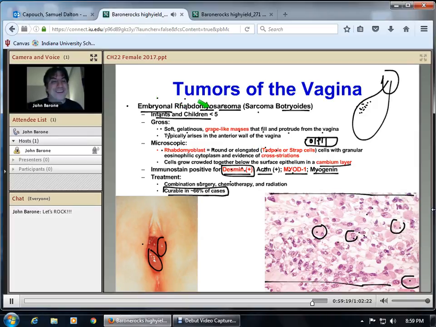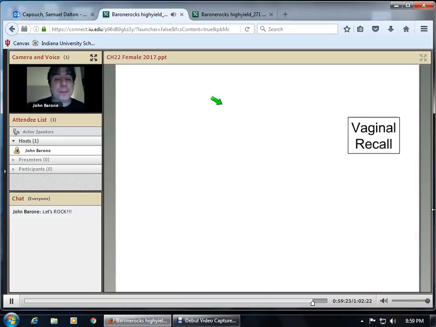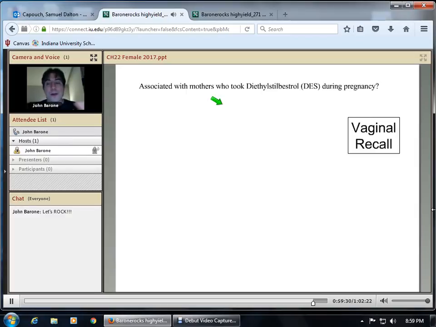Don't miss it. Embryonal rhabdomyosarcoma, again, not very common, but easy to test. Grapes coming out of the vagina. All right, I think you guys got it. So let's do some vaginal recall, and then we'll take a break. Vaginal recall, let's see how good you are.